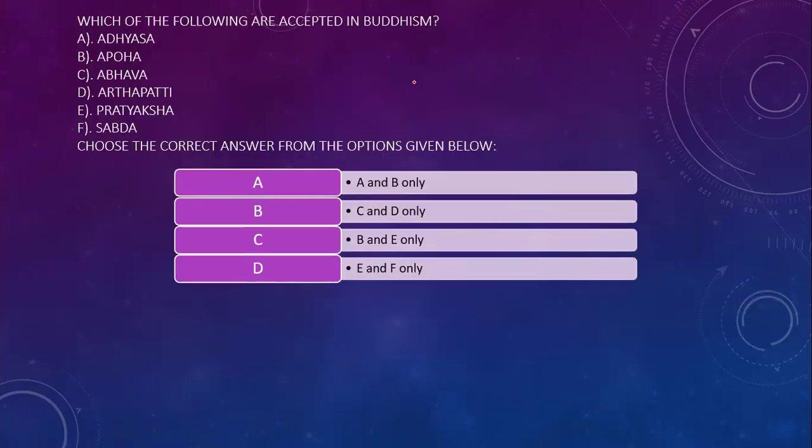Okay, next: which of the following is accepted by Buddhism?